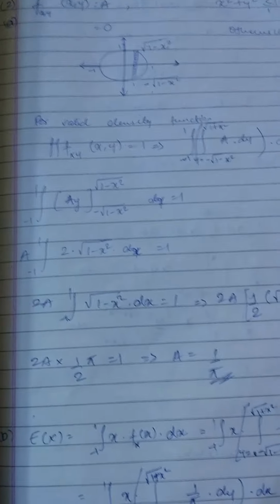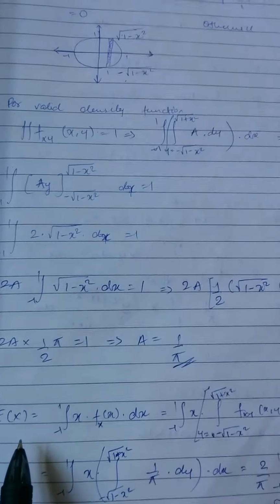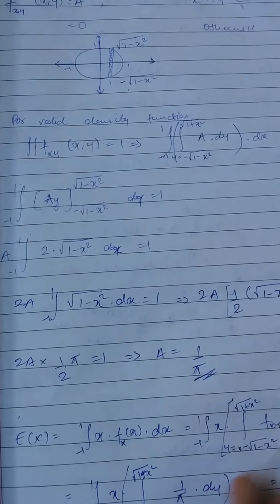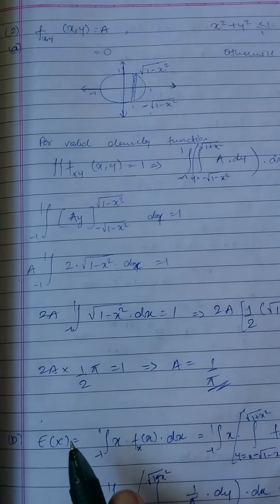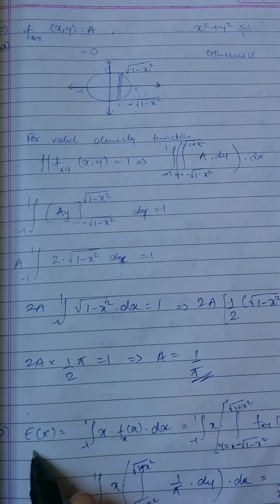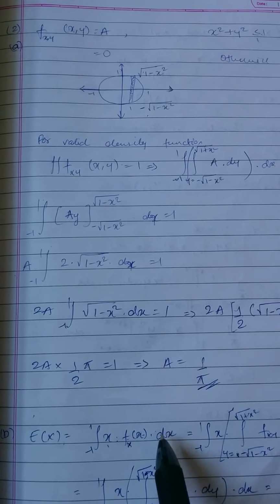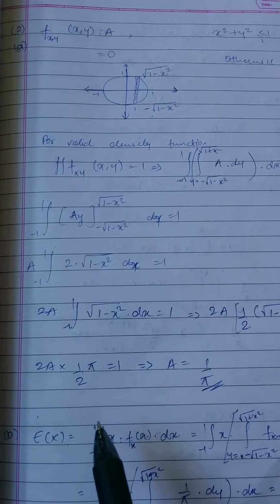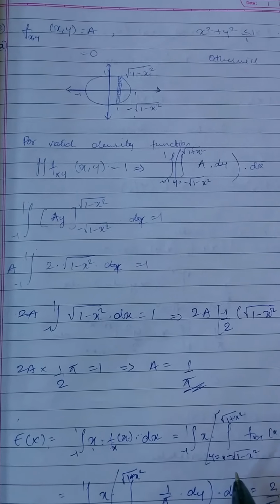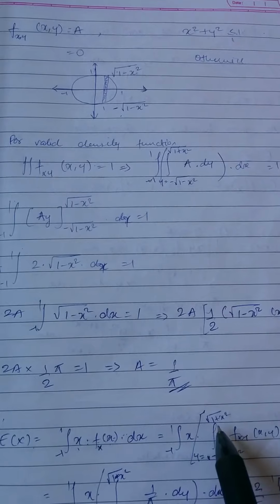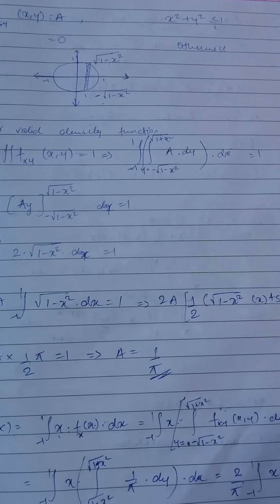Now for the expected value of x. The second question was what is E of x, the expected value of x. The expected value of x is nothing but the integration of x into f of x from limits -1 to 1, and here f of x is nothing but integrating the joint density function with respect to y.